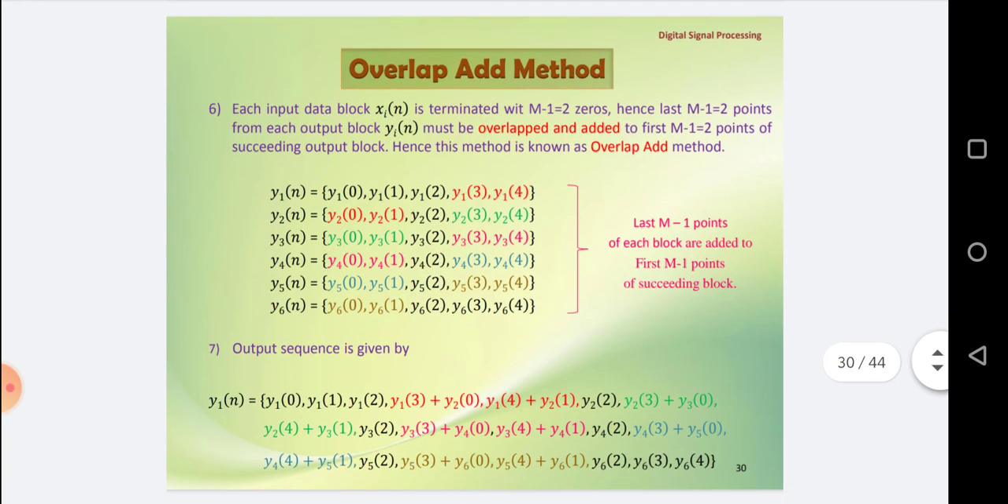So as per the steps discussed earlier, what we have to do? Take the last M minus 1 points of the first output block and add these M minus 1 values to the first M minus 1 points of y2 of n. So in this instance, what we can do? We will take y1 of 0, y1 of 1, y1 of 2 as they are. Take the addition of y1 of 3 and y2 of 0. Take the addition of y1 of 4 and y2 of 1. Then take y2 of 2 as it is, then go for y2 of 3 plus y3 of 0, y2 of 4 plus y3 of 1. So repeating the same process, finally we will get the output sequence y of n using the overlap add method.